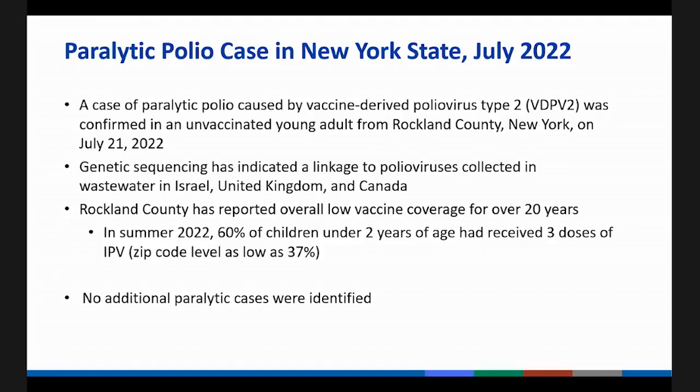Of note, Rockland County has reported overall low vaccine coverage for over 20 years. And in the summer of 2022, when this case was identified, only 60% of children under 2 years of age had received 3 doses of IPV, and zip code level coverage in the area was as low as 37% in some areas. Fortunately, no additional paralytic cases were identified.